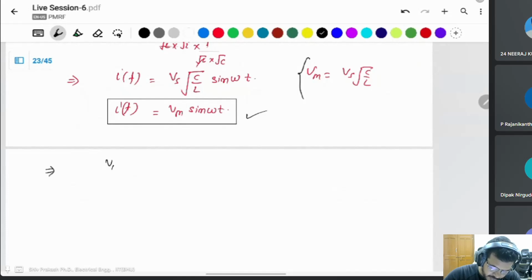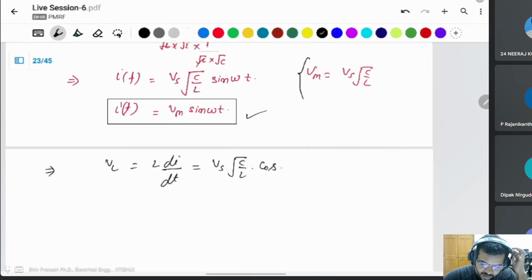So what is the inductor voltage VL? VL is L di by dt, simple. If you differentiate this, Vm is Vs root of C by L. The differentiation of sine is cosine: cos of omega t into omega, because you differentiate with respect to time. Omega is 1 by root of LC, C will be cancelled out, and this will be Vs by L cos omega t.